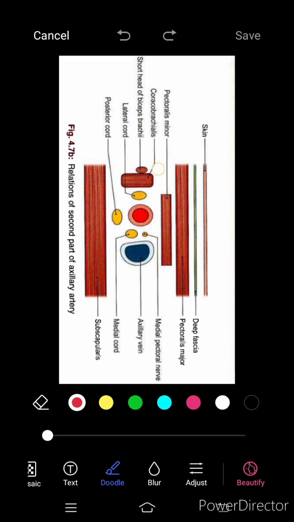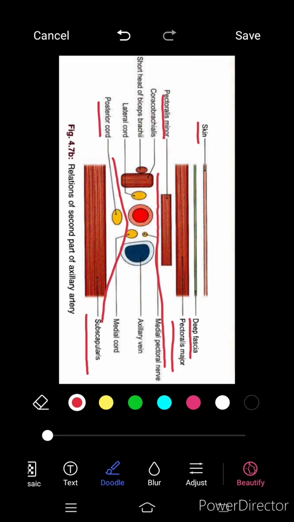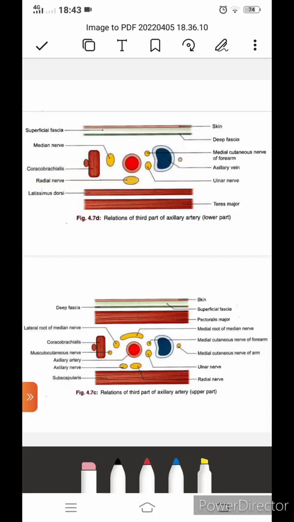Now let's see the relations of the second part of the axillary artery. From the anterior aspect, there is the presence of skin, then superficial fascia and deep fascia, and pectoralis major and pectoralis minor muscles. From the posterior aspect, there is the posterior cord of the brachial plexus and the subscapularis muscle. From the lateral aspect, there is the lateral cord of the brachial plexus with the coracobrachialis muscle, and also the short head of biceps brachii muscle. And in its medial aspect, there is the medial cord of the brachial plexus with its medial pectoral nerve and the axillary vein.